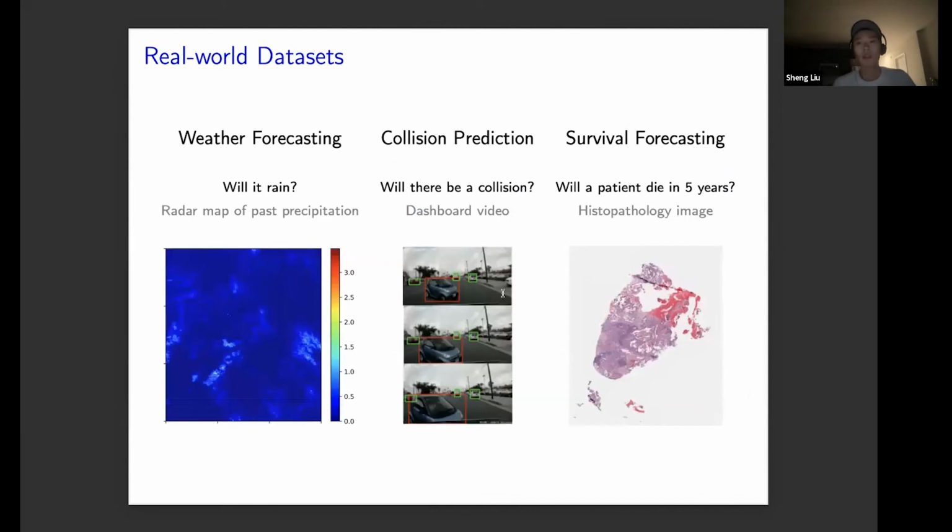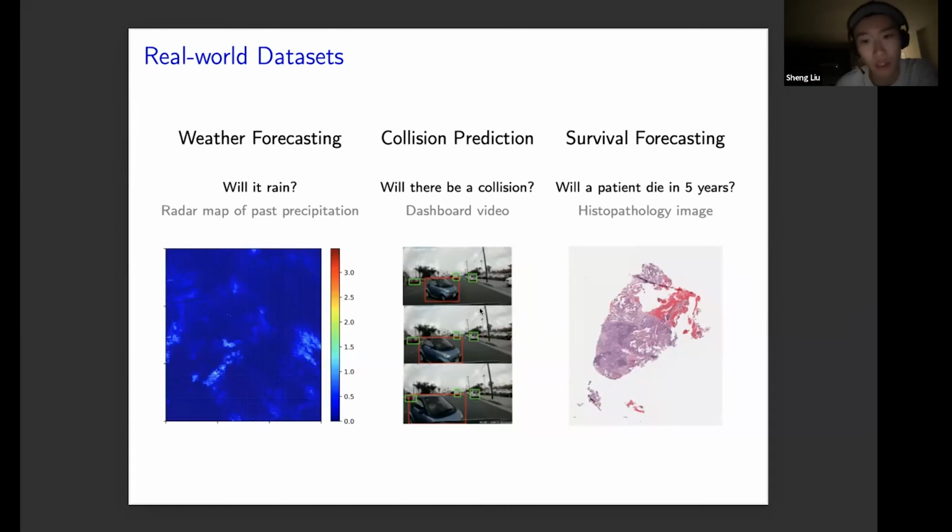And here are some real world problems I want to mention. For example, in weather forecasting, we use a radar map of a region. We want to use this radar map to predict whether it will rain or not, or what is the probability of rain. And for collision prediction, we want to use this kind of dashboard video to see whether in the next few frames, or in the future, this car will have a collision.